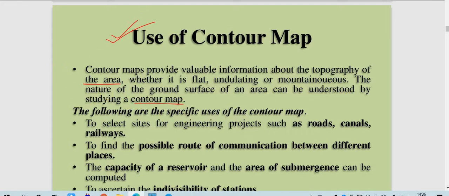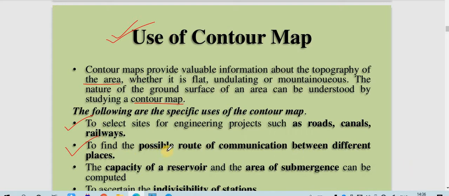So the uses of contour map can be, if you have to select a site for your railway work, you have to use a contour map. Okay, because that will indicate the best possible route for your railway line, the best possible route for your road line, the best possible route for your canal line. For that purpose, contour map can be useful. Then, to find the possible route of communication between different places.